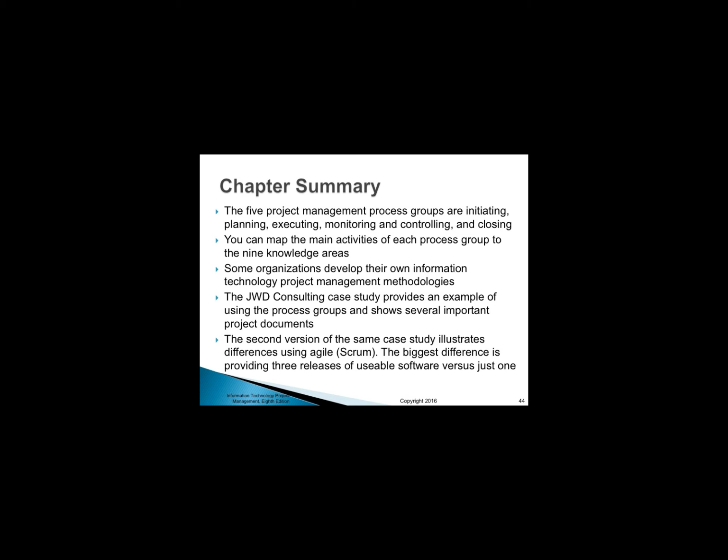Chapter Summary. The 5 project management process groups are initiating, planning, executing, monitoring and controlling, and closing. You can map the main activities of each process group to the 9 knowledge areas. Some organizations develop their own information technology project management methodologies. The JWD Consulting case study provides an example of using the process groups and shows several important project documents. The second version of the same case study illustrates differences using Agile, Scrum. The biggest difference is providing 3 releases of usable software versus just 1.